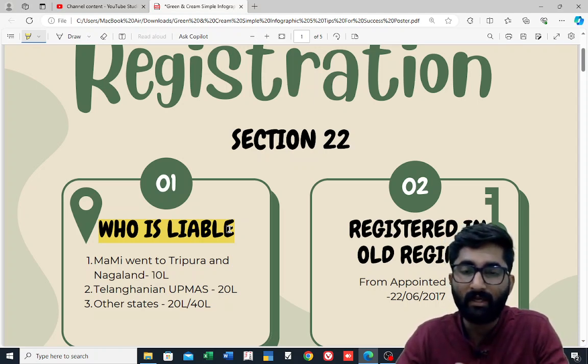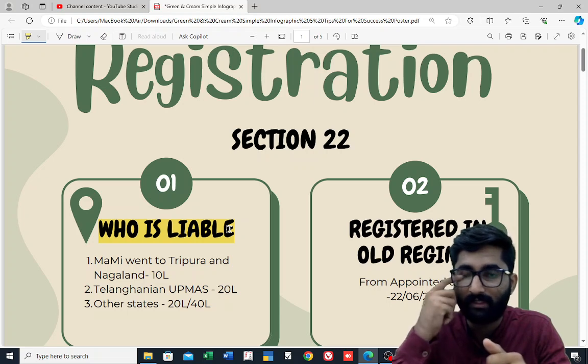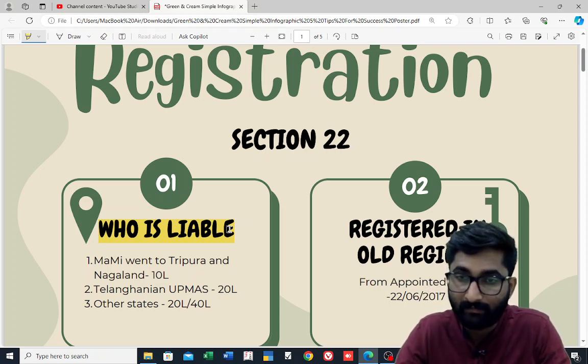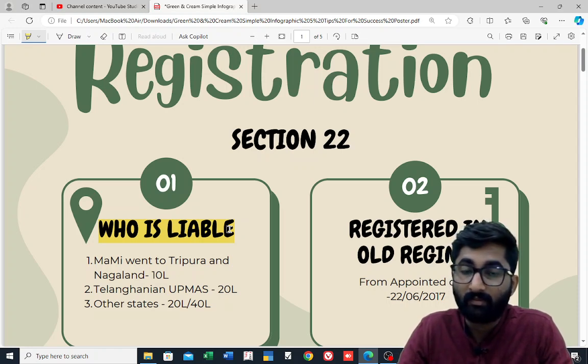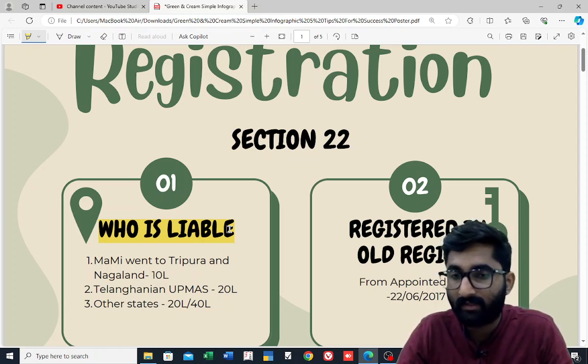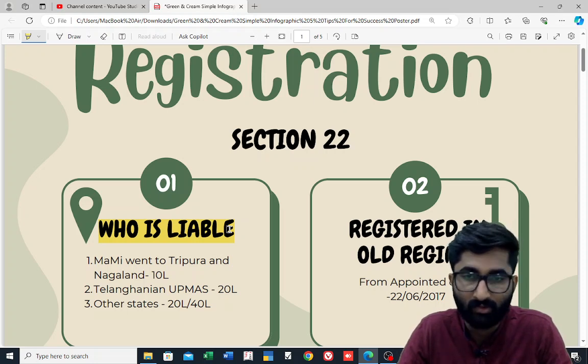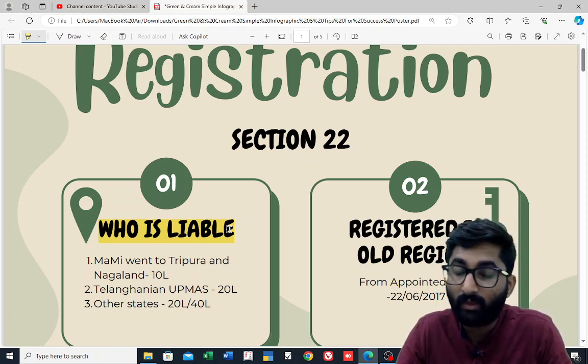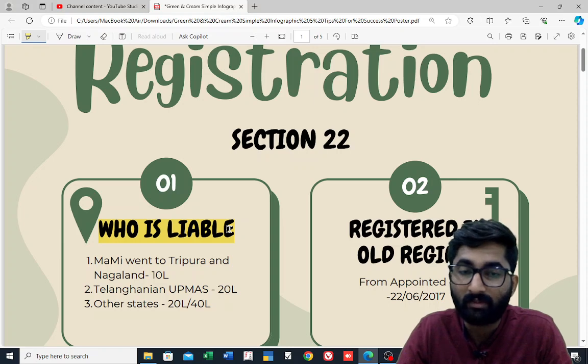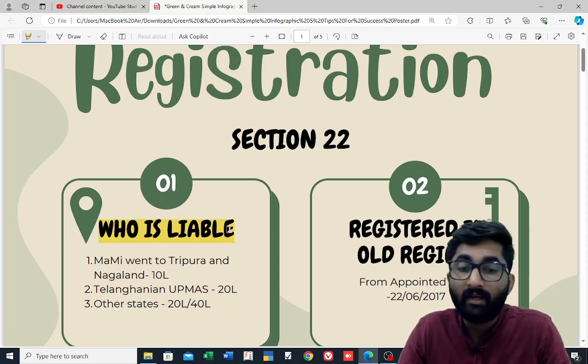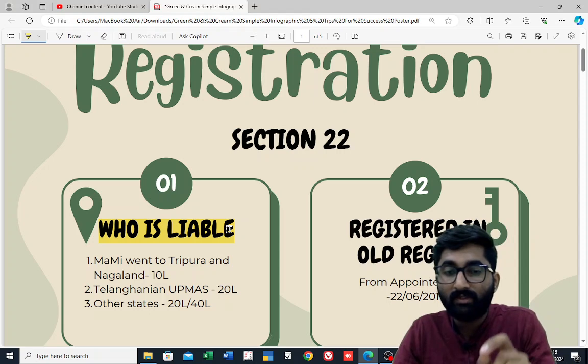In case of Telangana, Uttarakhand, Puducherry, Meghalaya, Arunachal Pradesh and Sikkim, in all these 6 states, the limit is 20 lakhs. In all other states, if your turnover is greater than 20 lakhs, then you have to take registration. If you are an exclusive supplier of goods, then your turnover limit is 40 lakhs, which is given in section 23 subsection 2.